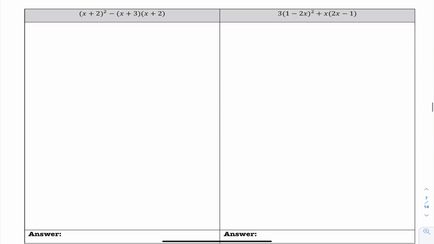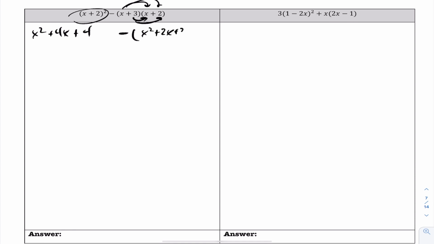Let's continue. With this one, we want to almost take this as two separate questions. I'm going to first expand out this one here, so we get x squared plus 4x plus 4. And then with this one, we're going to expand these values out. Now don't forget that minus sign in front. So x times x is x squared plus 2x plus 3x plus 6.